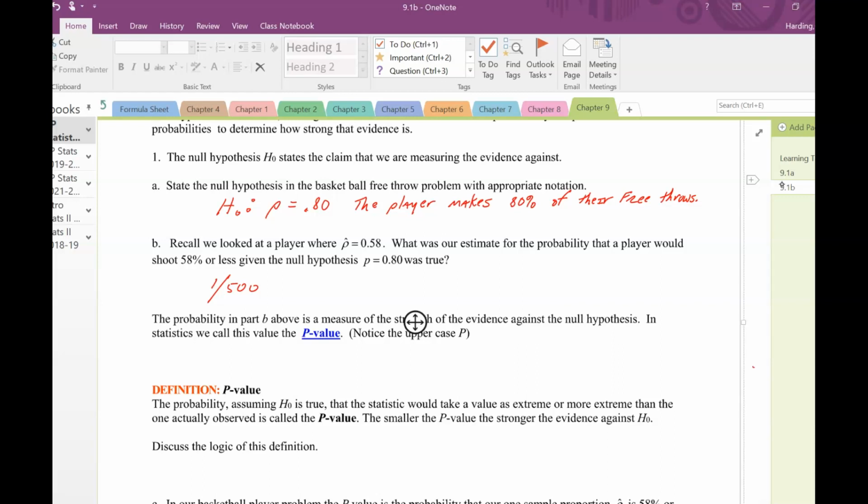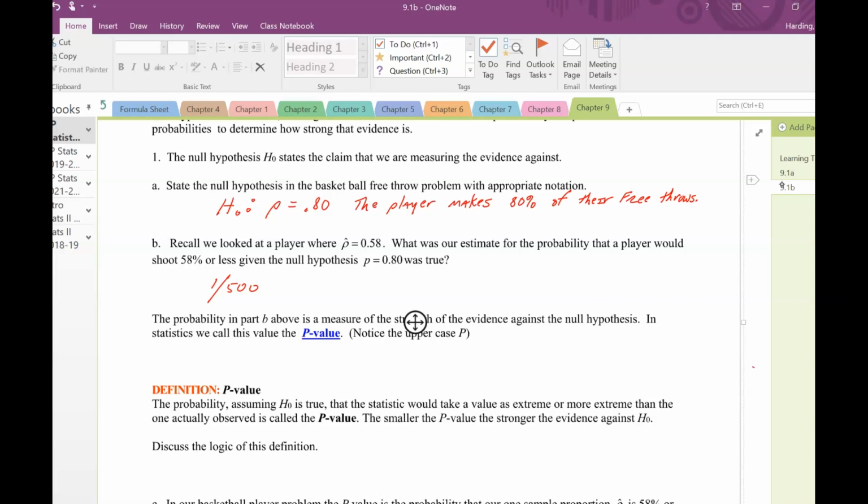If you recall from 9.1a, there was the problem about the player who claimed to make 80% of their free throws. And we stated that the null hypothesis then is that p is equal to 0.8, where p is the proportion of free throws the player makes. That is their claim. Then, based on a sample in which the player only made 58%, we came up with a probability that that would happen. We estimated the probability that a player would make 58% or less, given the null hypothesis was true, was only 1 out of 500. We've talked about this concept before, but this has a name.